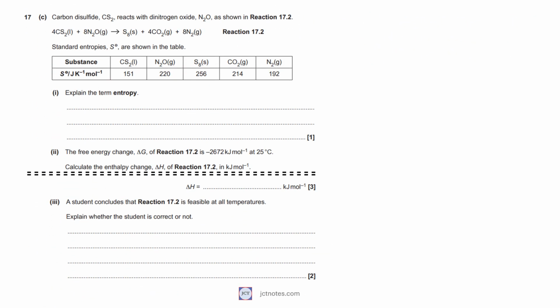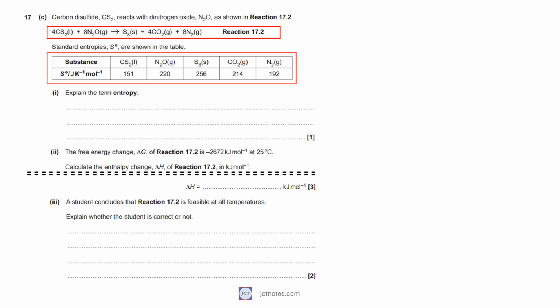We continue with question 17, part C. We are given the reaction of carbon disulfide to react with dinitrogen oxide and the entropies of the species involved in the reaction. We are asked 3 questions. In the first question, we are asked to explain the term entropy. Entropy is a measure of disorder or the dispersal of energy within a system.